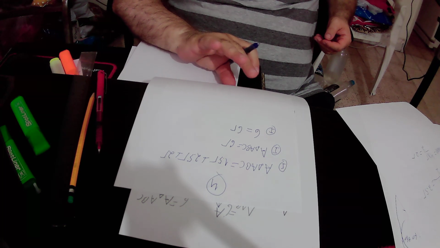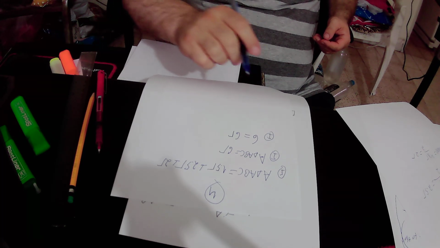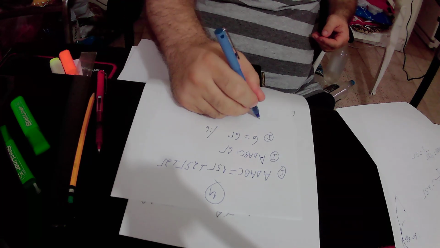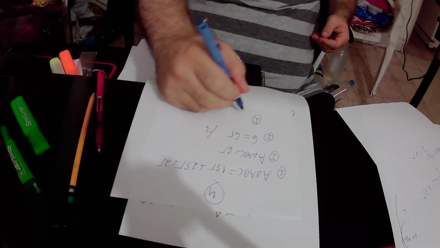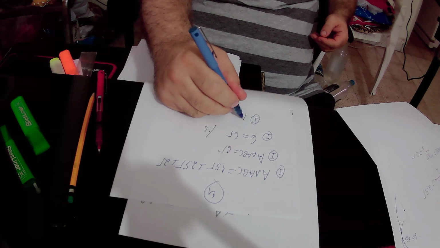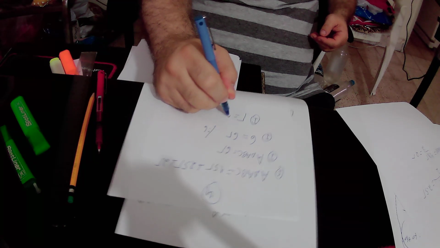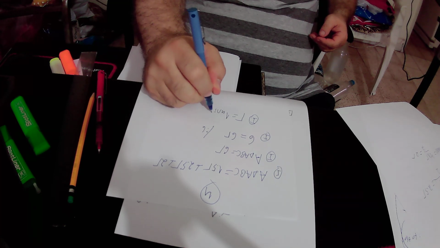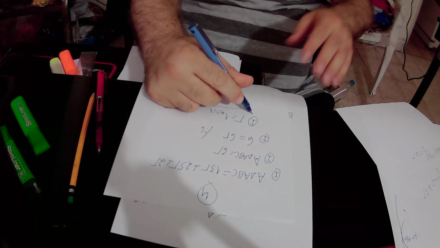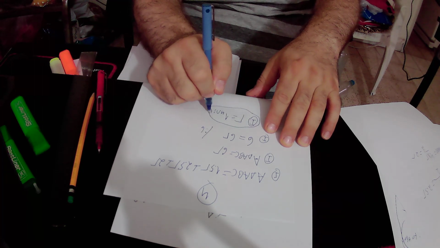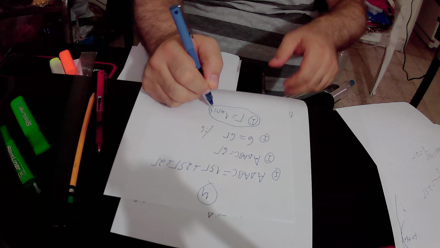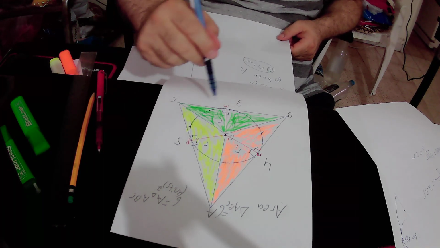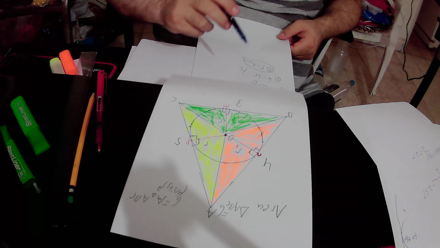So we can divide equation number 1 by 6, and we will get that the radius of the circle equals 1 unit. Okay? So the answer to the question is that the radius of this circle equals 1 unit.